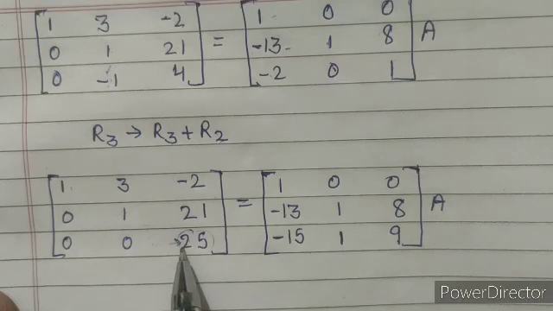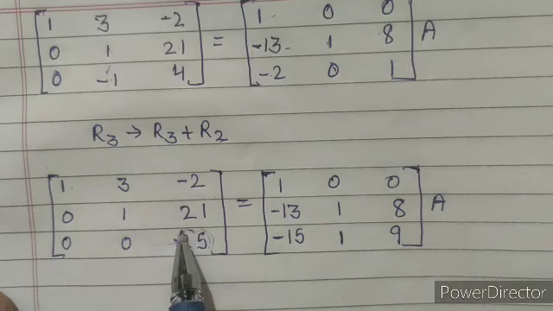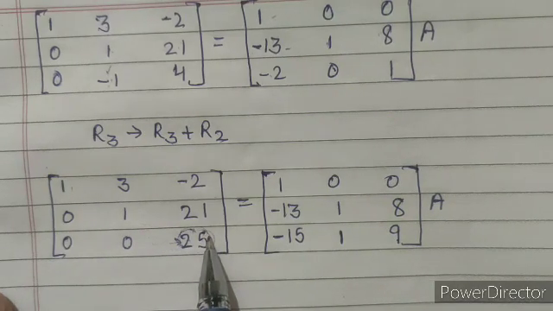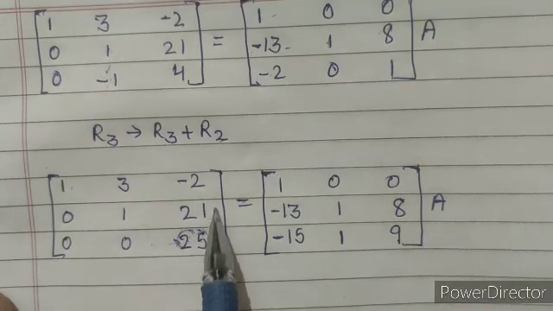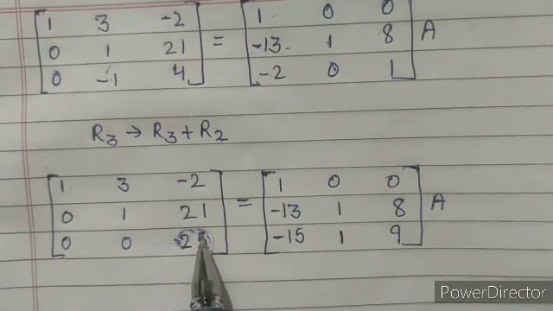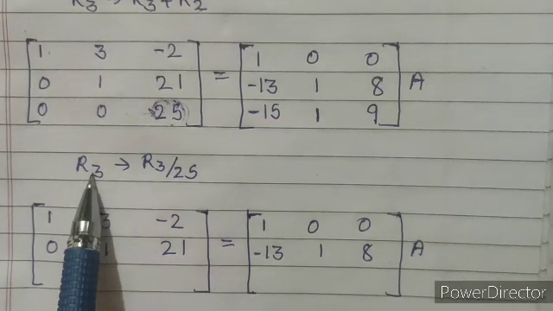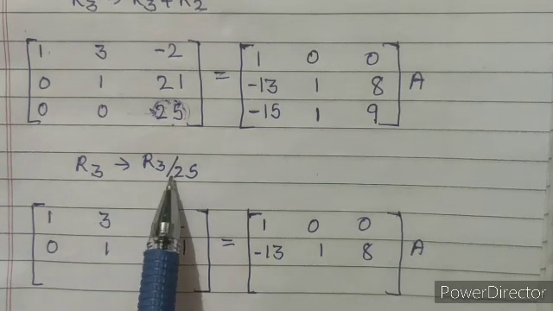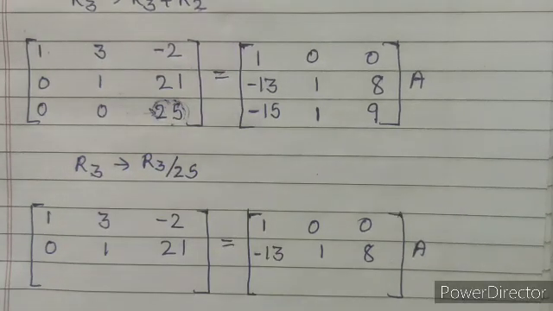Now this is 25. As we have seen in earlier questions, the last element of row 3 is always converted by dividing it by the same number. It is 25, and in place of 25 we need 1 in order to make it an identity matrix. So we will divide it by 25. Here we are using the transformation row 3 changes to row 3 divided by 25. So all elements of row 3 will be divided by 25, and the first and second row will remain unchanged.